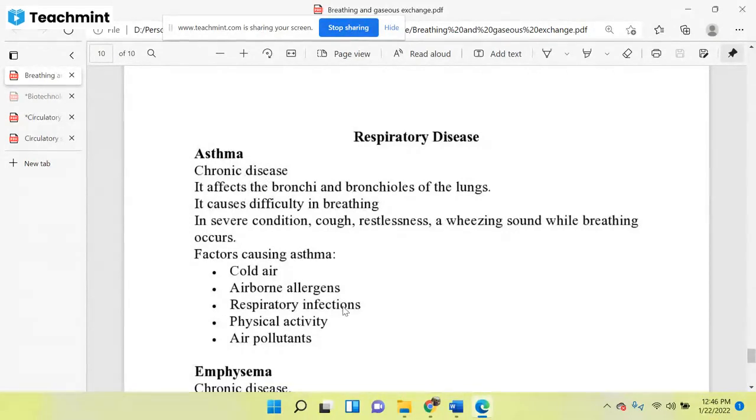The respiratory infections, the physical activity, some of the physical activities also cause asthma, and air pollutants. So air pollutants are playing a major role in asthma. The persons living in the air pollutant environment will be more affected by this disease, asthma.